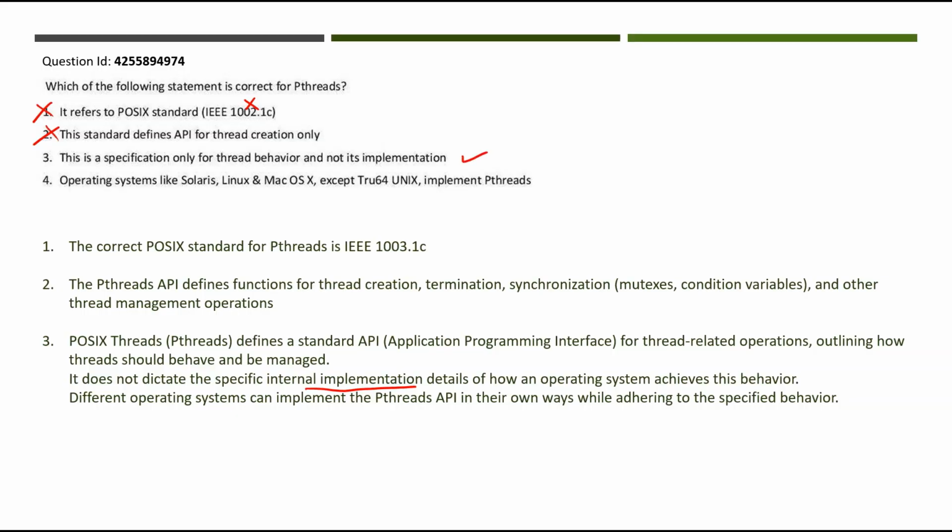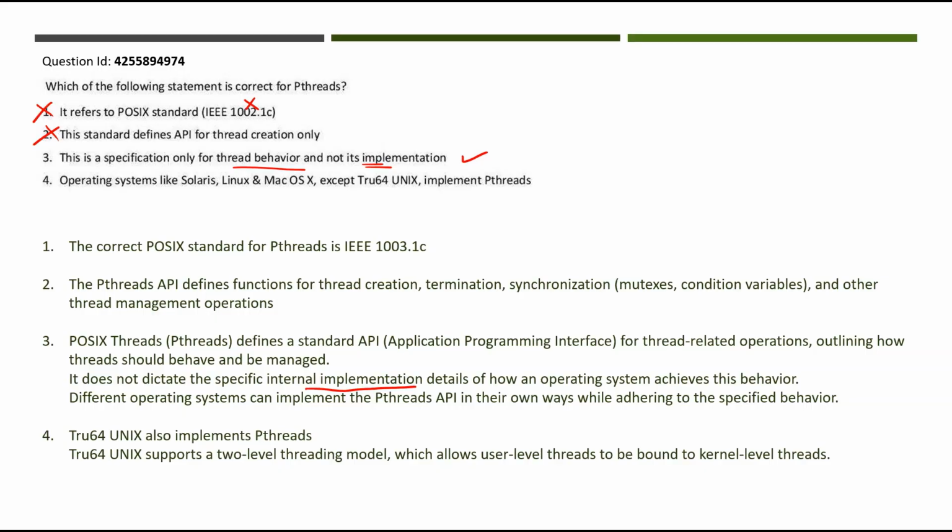This is a specification only for thread behavior and not its implementation. They say it does not dictate the specific internal implementation details. What about the fourth statement? Operating systems like Solaris, Linux, Mac OS X except True64 Unix implement Pthreads. True64 Unix also implements Pthreads. It supports a 2-level threading model which allows user level threads to be bound to kernel level threads. So this is also false.